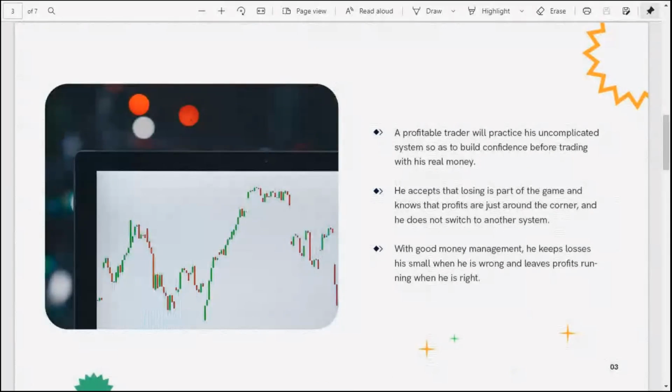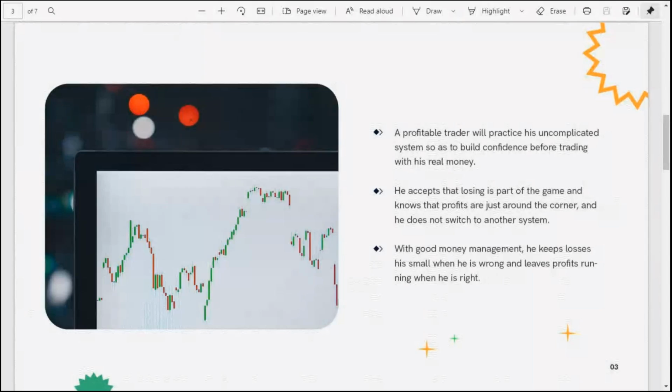The whole idea is losses are part of the game. Your profit is just around the corner. With the right system, with the right risk management and the right trading psychology, you'll be able to scoop your own bit. Remember, I told you if you can do 6% of your trading account weekly, 6% is too much. 3% of your trading account weekly, over time, it will add up.